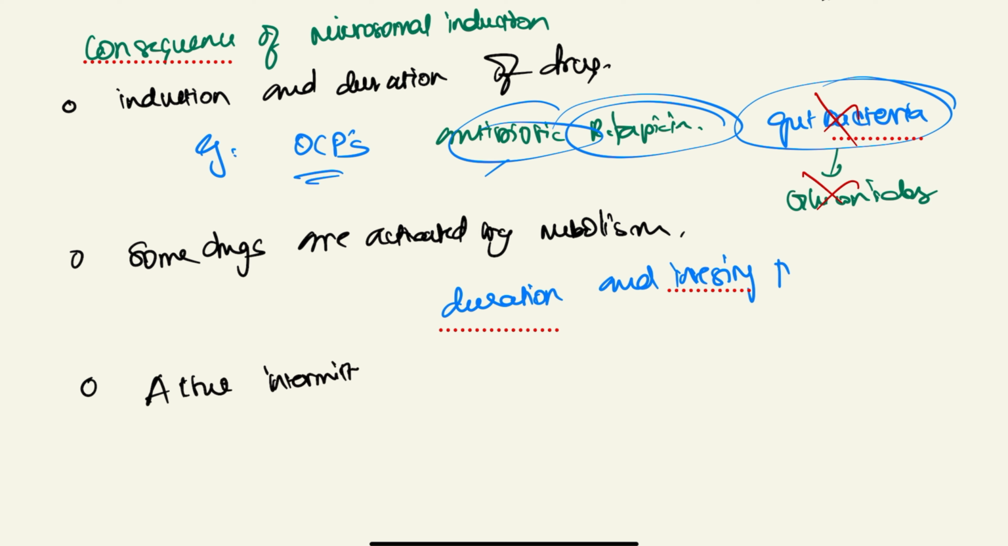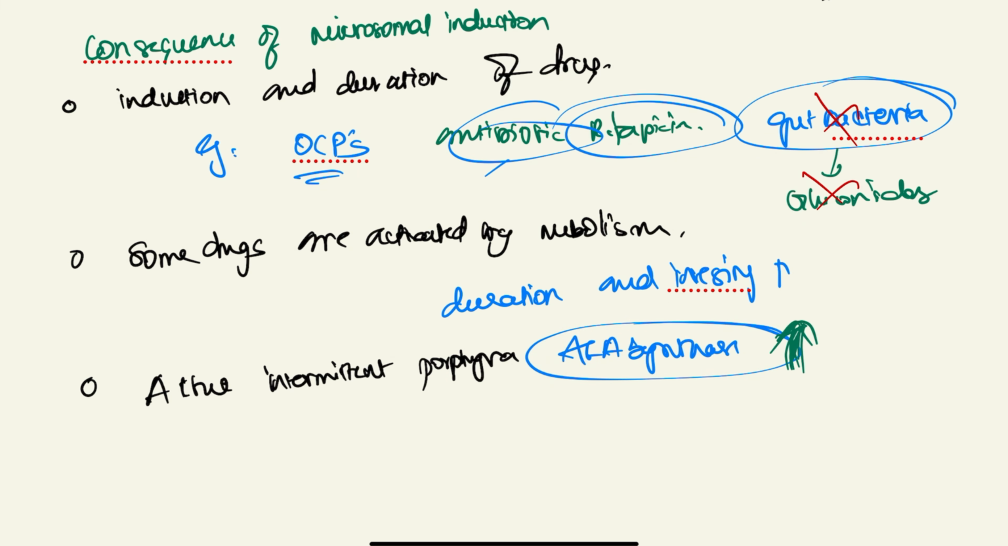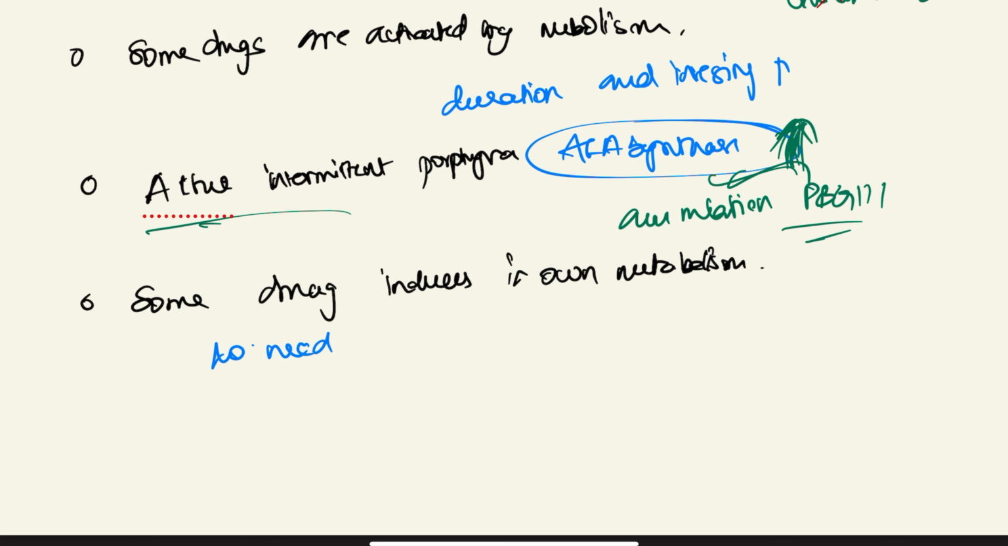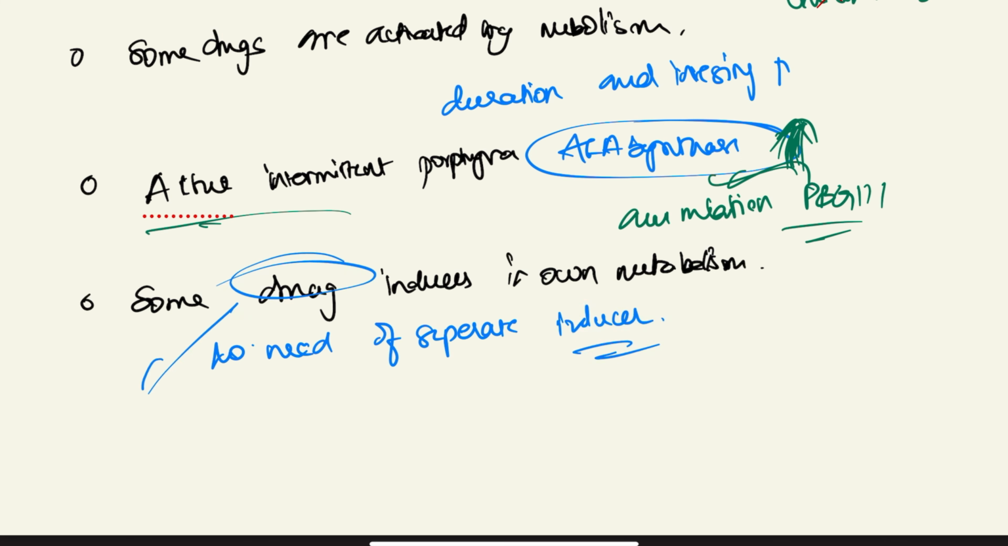And when it comes to acute intermittent porphyria, there comes one small concept. Acute intermittent porphyria is characterized by the deficiency of porphobilinogen deaminase, that is PBG deaminase. This will lead to the accumulation of ALA. Some induction of microsomal enzymes, particularly CYP450, can exacerbate AIP symptoms, especially barbiturates. These drugs induce ALA synthase, resulting in heightened toxicity and prolonged symptoms. It is crucial for AIP patients to avoid enzyme-inducing medications. Some drugs induce their own metabolism, so there is no need for any separate inducer of these drugs.